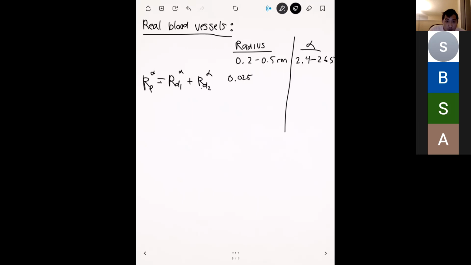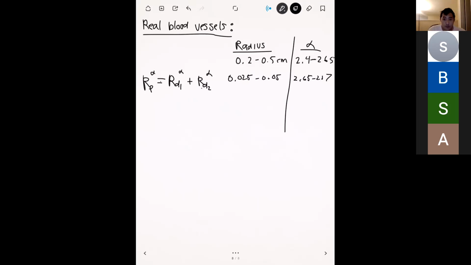Right. And then if you go down a level, so if you go to some of the smaller vessels, which has a radius of 0.025 to 0.05, then the coefficient tends to be something along the order of 2.65 to 2.9. Or sorry, 2.65 to 2.7. Sorry, can't read my own handwriting.